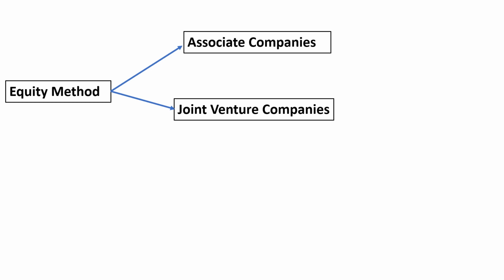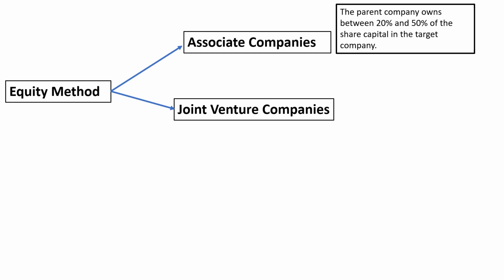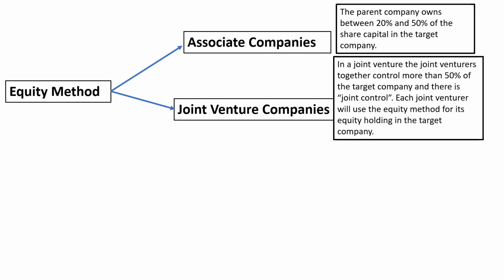The equity method is used to value equity investments which are classified as associate companies and joint venture companies. You will recall that in an associate company, the parent company owns between 20% and 50% shares in the target company. In a joint venture, the joint ventures together control more than 50% of the target company, and there is joint control. Each joint venture will use the equity method for its equity holding in the target company.